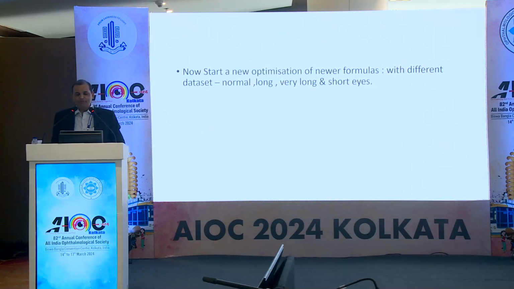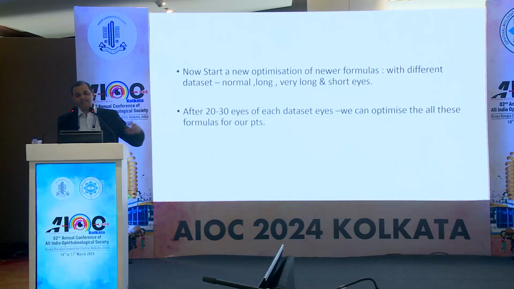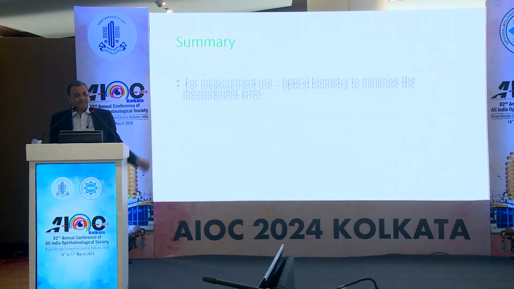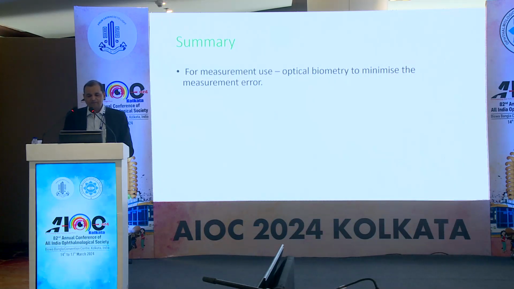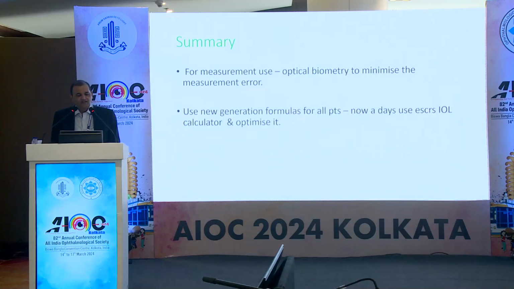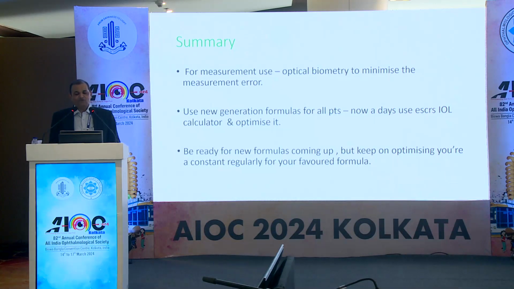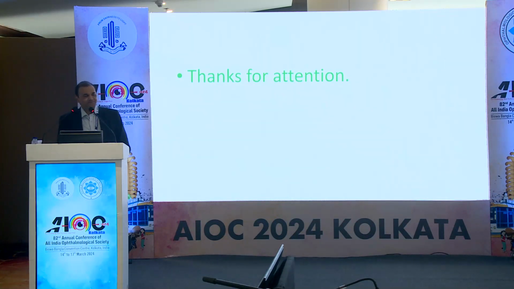To start the optimization of new formulas, because we now have so many formulas, you start optimizing with your own data: normal eyes, long eyes, very long and short eyes. After 20 to 30 in each data set, you can optimize all these formulas to your patients. So in summary, for the measurement, use optical biometry to minimize the measurement error. Use the new generation formulas for all the patients. Nowadays, use the ESCRS calculator and optimize it. Be ready for newer formulas coming up, but keep optimizing your constants regularly for your favorite formulas. Thanks for your attention.